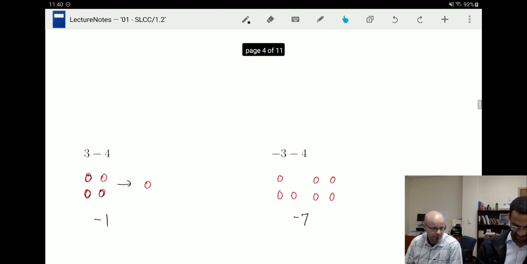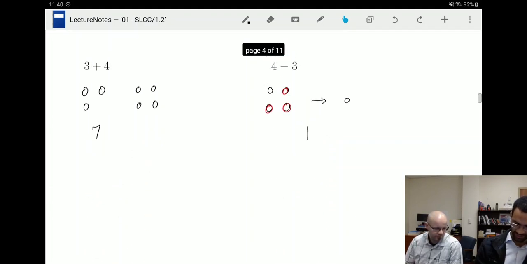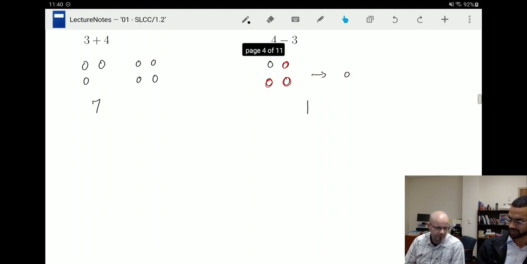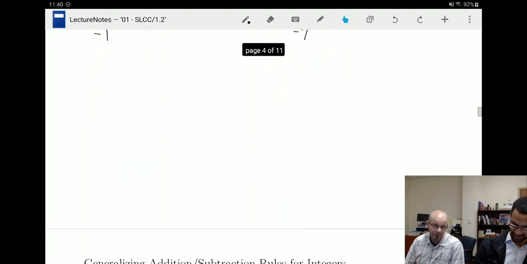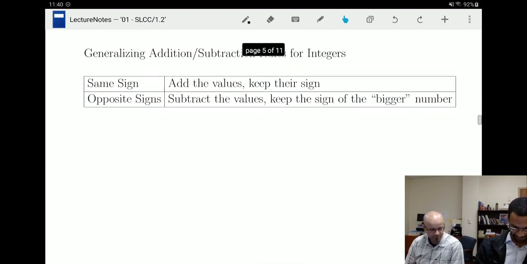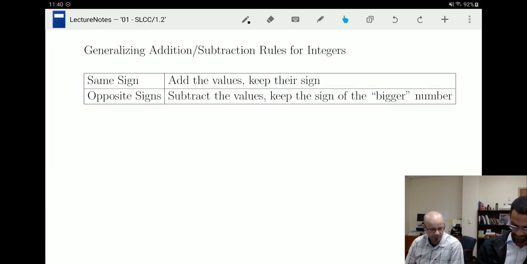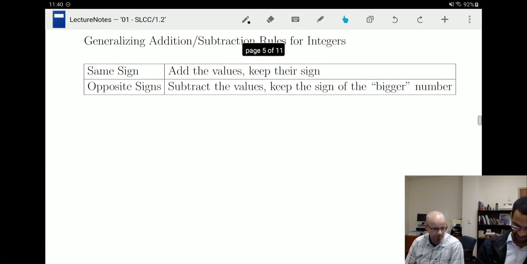So that's what I'm saying. And then 4 minus 3 up here, the 4 is bigger than the 3. The positive number is bigger, so the positive would win if they combined. So that's what I mean by bigger number. It's true that any number that's positive is going to be greater than any number that's negative. Okay. I think that's all we got to say about that.